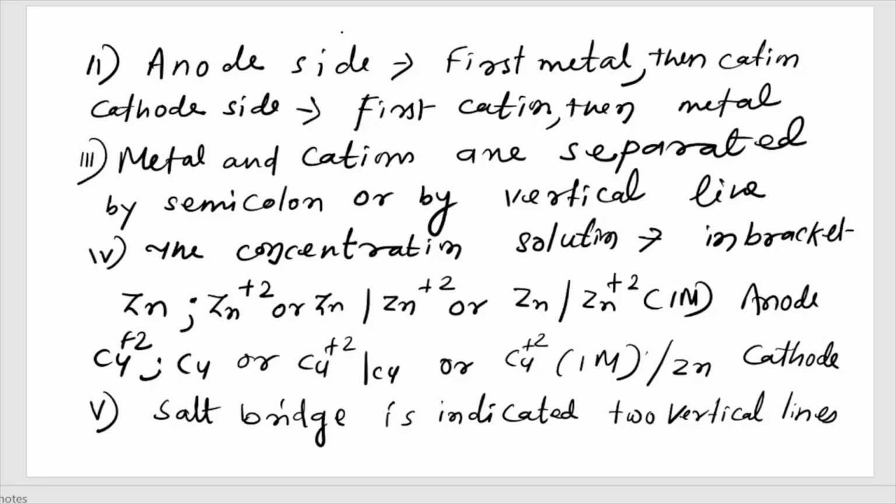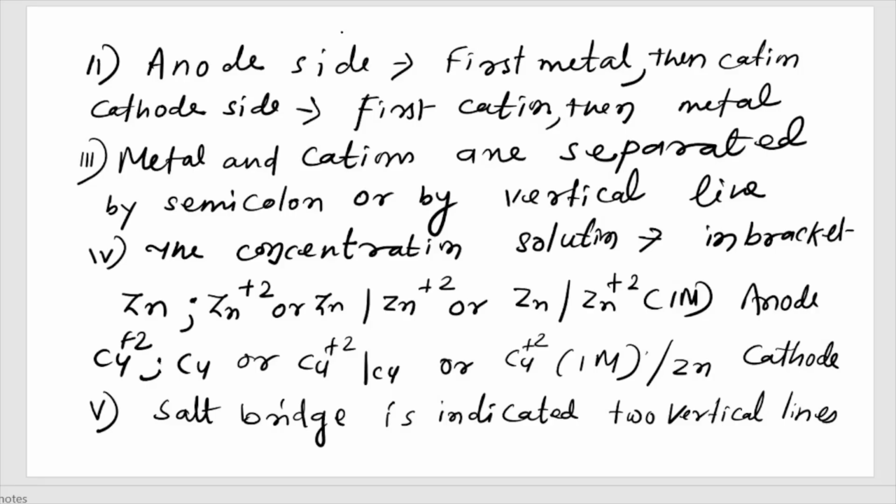Metal and cations are separated by a semicolon. How to represent metal and cation? For example, zinc and Zn plus 2, copper and Cu plus 2. How can you represent them? By a semicolon or by a vertical line. The concentration of the solution goes in brackets. See here how you write Zn semicolon Zn plus 2, or, as I told, you can put zinc vertical line Zn plus 2.